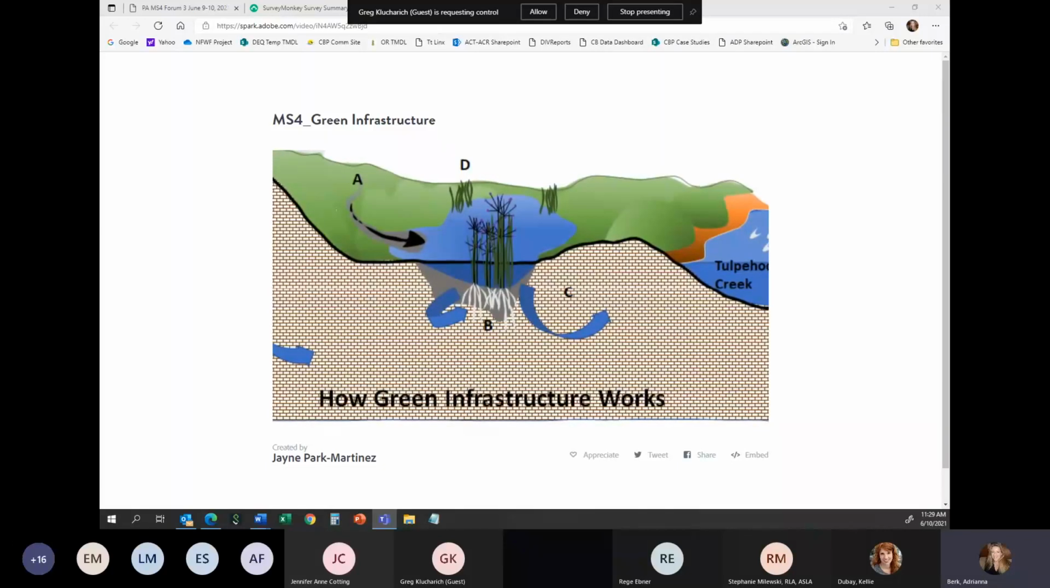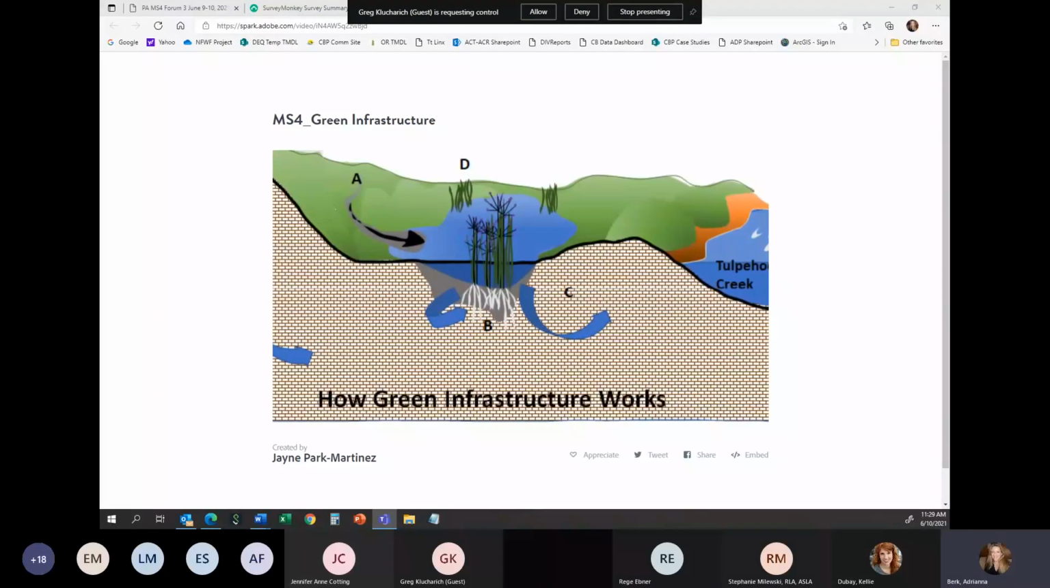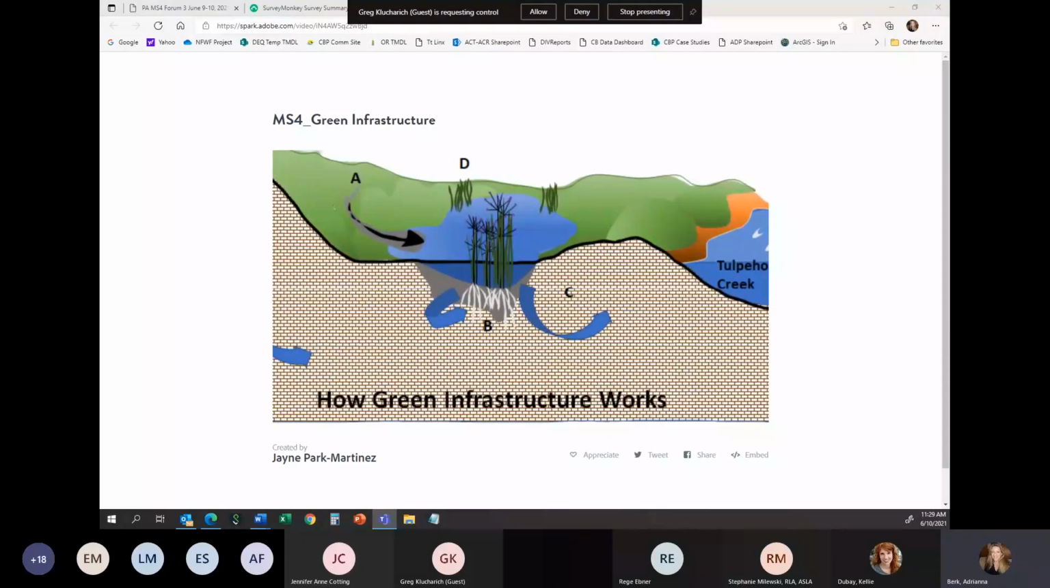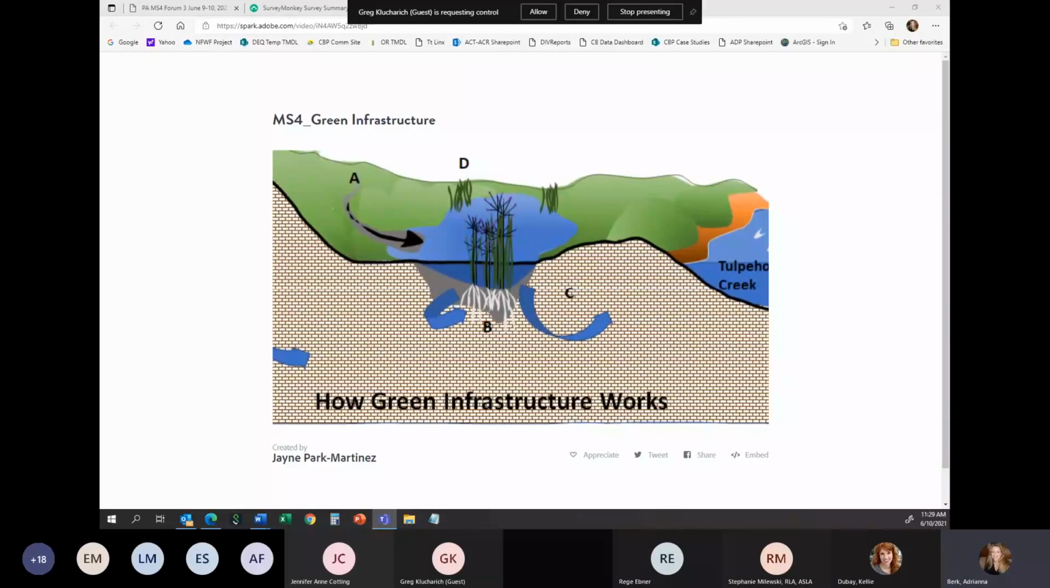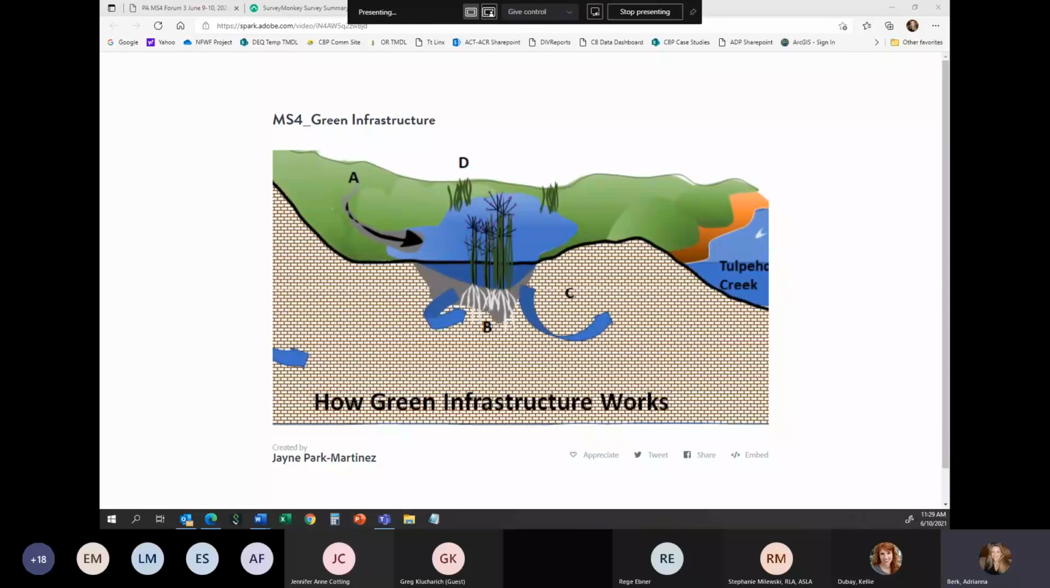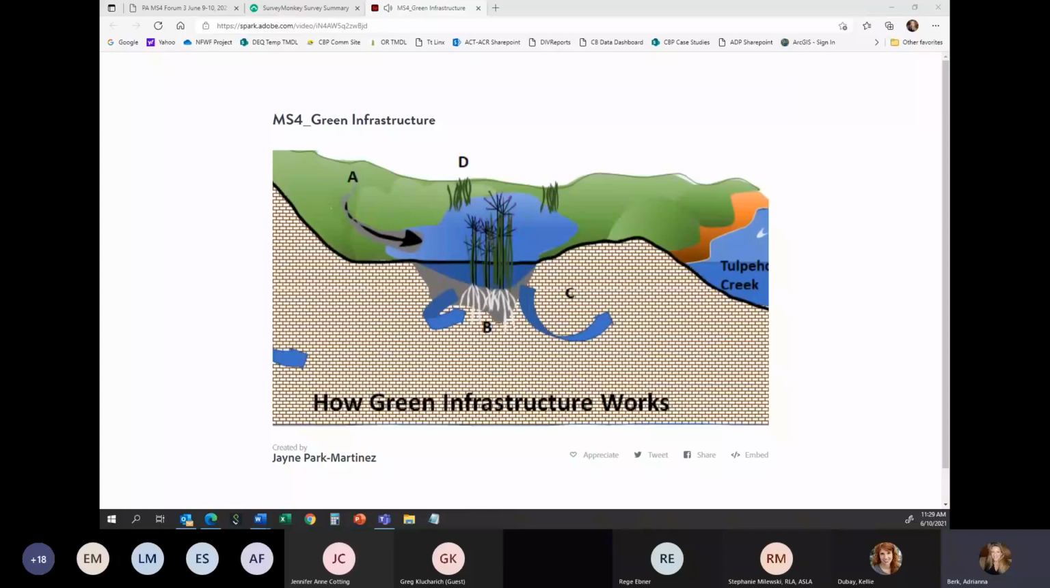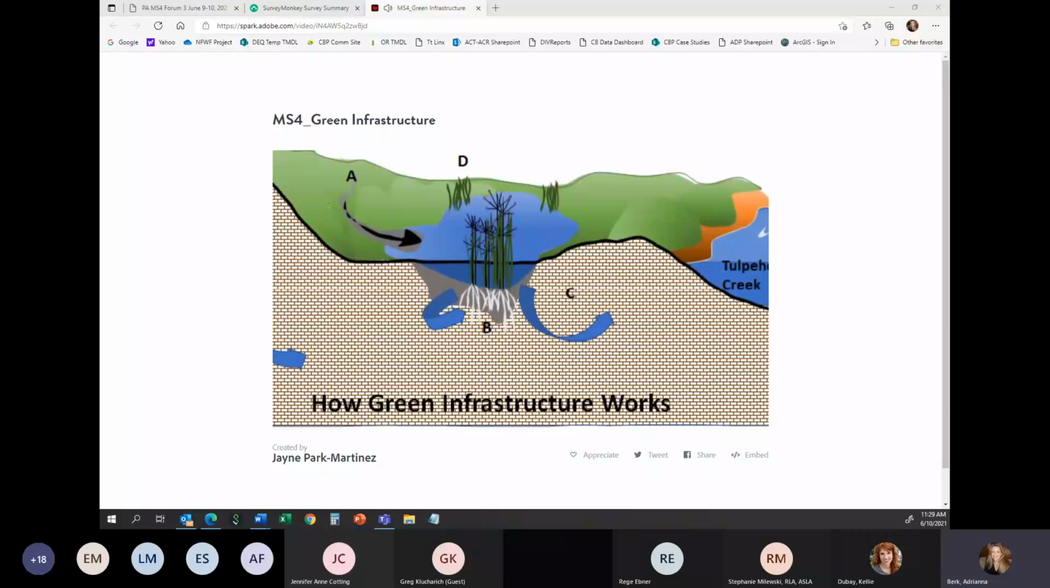At point A, the tall plants dissipate runoff energy and drop suspended sediments. At point B, the plant's long roots quickly infiltrate ponded water and take up excess nutrients. Soil microbes break down contaminants. At point C, cleaner groundwater moves down gradient toward our local stream, Tulpehocken Creek. At point D, the unmown native plants provide year-round wildlife habitat and beauty.